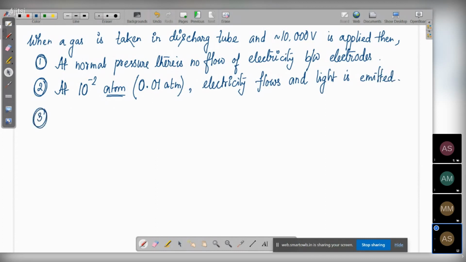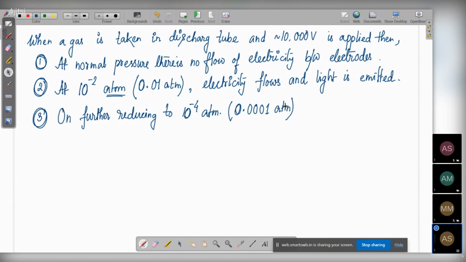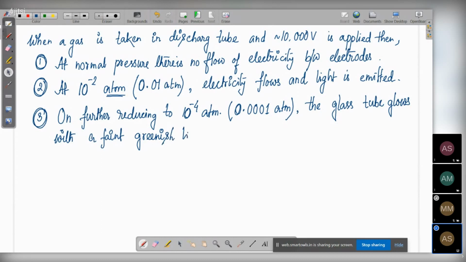And number 3, the main observation: on further reducing to 10 to the power of minus 4 atm, that is 0.0001 atm, he saw that the glass tube glows with a faint greenish light.